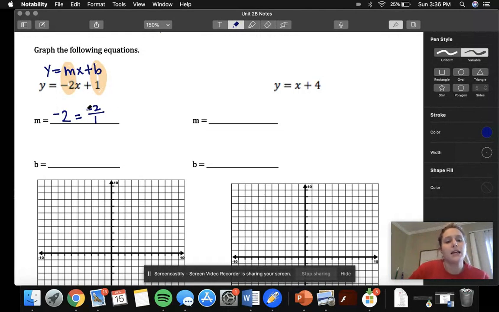If I think about how I'm going to be moving, my numerator is my rise. So if it's negative 2, I'm going to go down 2. And if my denominator is a positive 1, I'm going to go to the right 1. Alternately, we'll do this in a second, you could go backwards. So we'll talk about that in a second. Then the other one is our b value, which is 1. As an ordered pair, this would be (0, 1).